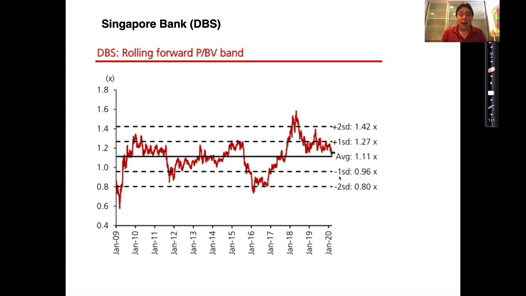But like I said, I bought it at 0.96 right here. That was a great deal. Now it's okay. I don't mind buying, but I'm hoping it's going to go back down again so I can buy even more shares. All right, so that's DBS Bank.